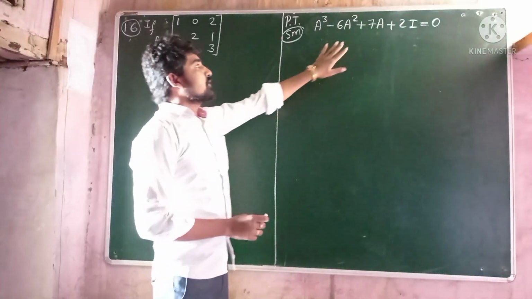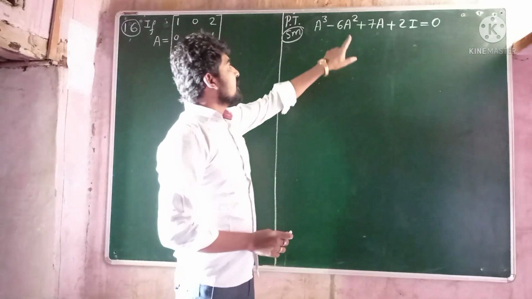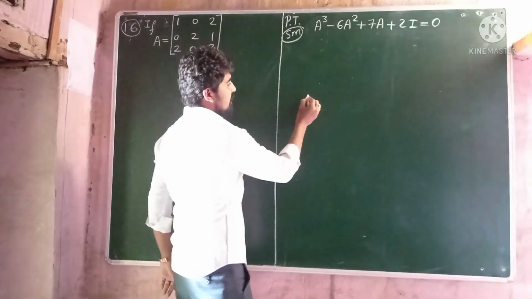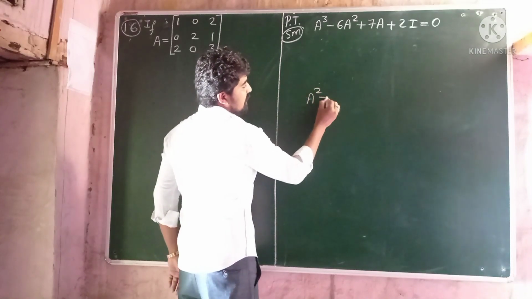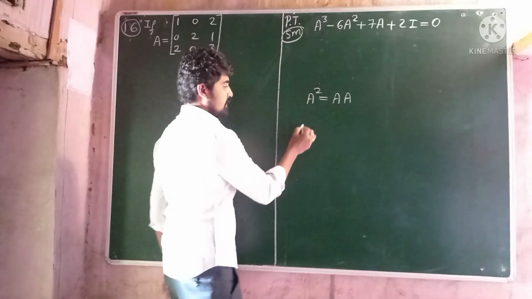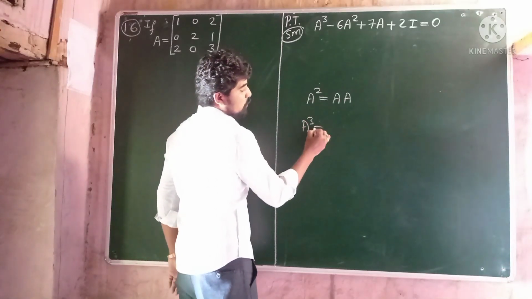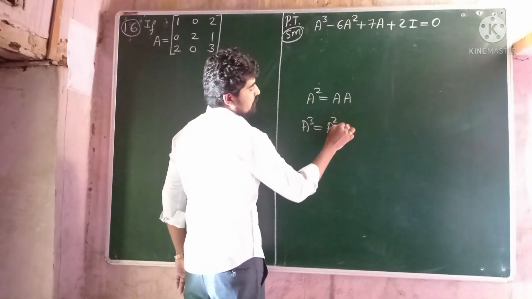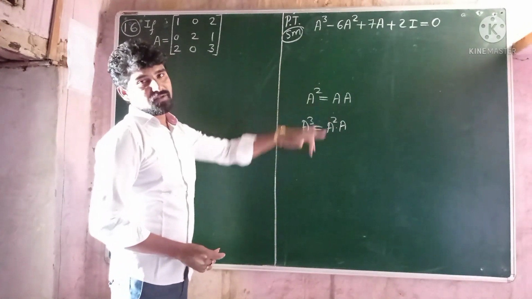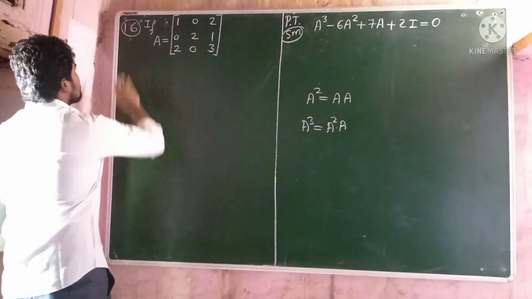To prove this given equation, first we need to find the matrix A square and A cube. As you know, A square is equal to A into A matrix, and A cube is equal to A square into A matrix. So first we need to find the matrix A square. Let's start the solution.